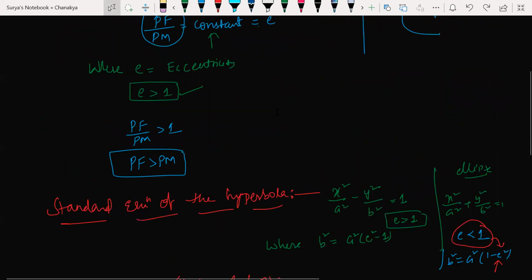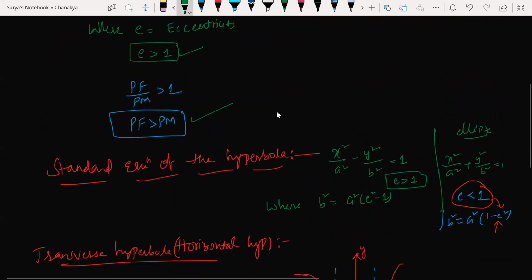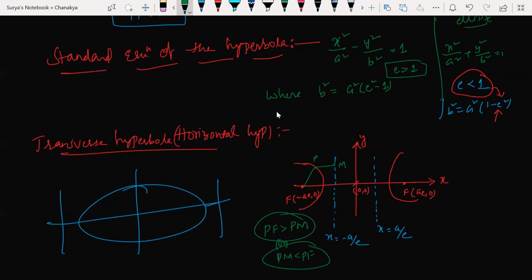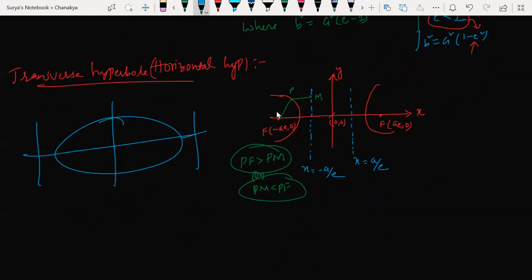Look at this here. I told you, PF is greater than PM, right? PF is greater than PM. So if I take any point on the hyperbola, this is P, M is on the directrix, and this is PF. PF is greater than PM. Can I now write PM is lesser than PF? Both are correct, right? Yes or no? PF is greater than PM or PM is lesser than PF, both are the same, right? Hello, yes or no, children?